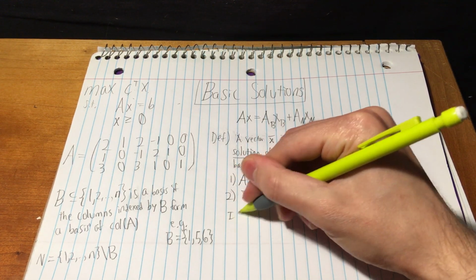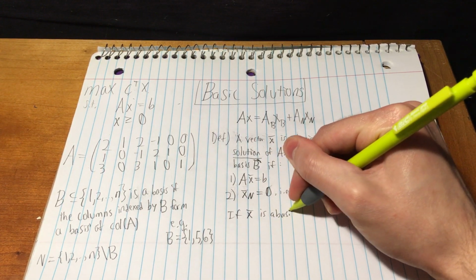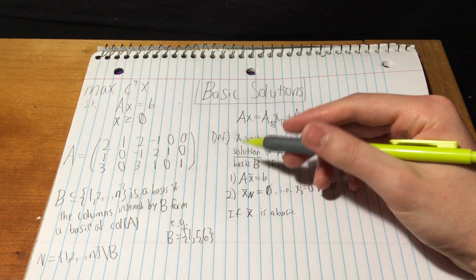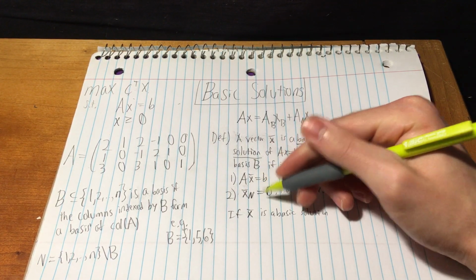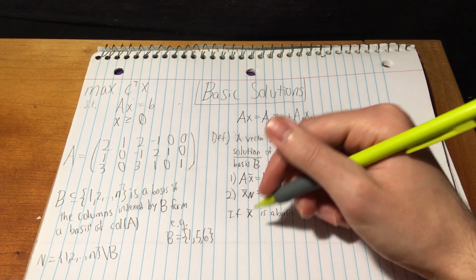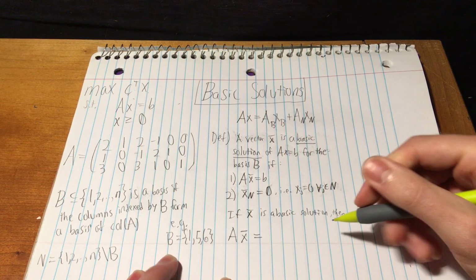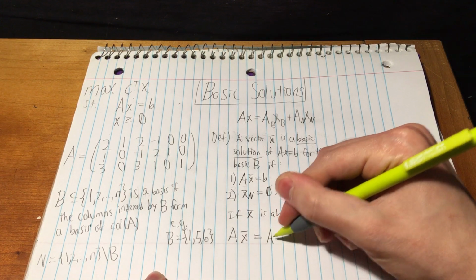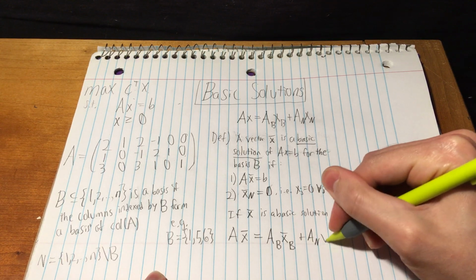So if x bar exists, so if x bar is a basic solution, let's say we've already gotten our basis B for our system of equations Ax equals b. Then if x bar is a basic solution, what that means is these two conditions hold. Then what happens is we have A times x bar. Well, from the previous video, it equals this. We can just separate everything out. It's A_B x bar_B plus A_N x bar_N.